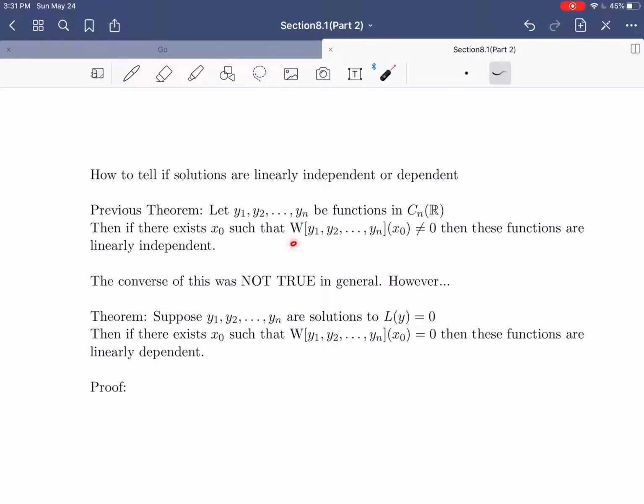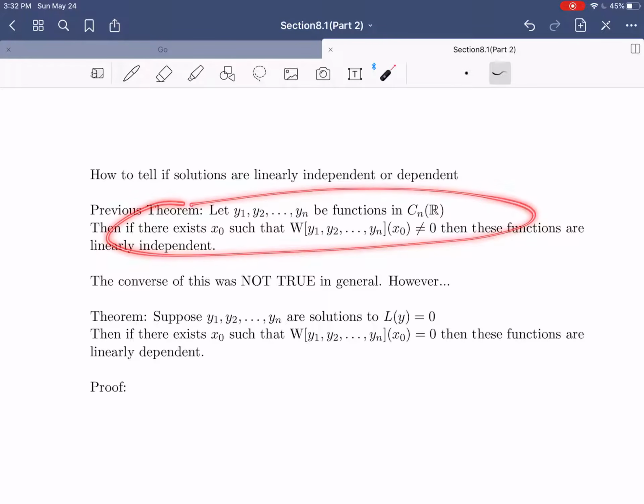In other words, if the Wronskian of a set of functions was uniformly 0, so it was 0 at every possible x sub 0, it didn't tell us anything. It told us it might be linearly independent or it might be linearly dependent, and we actually saw some examples of that. So in general, the converse of this was not true.